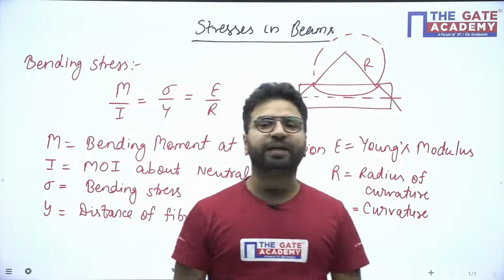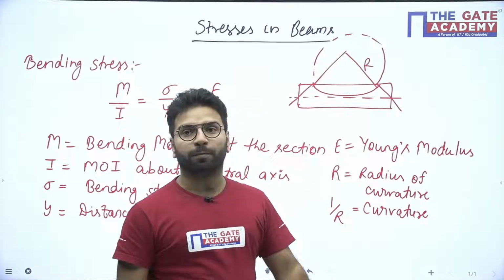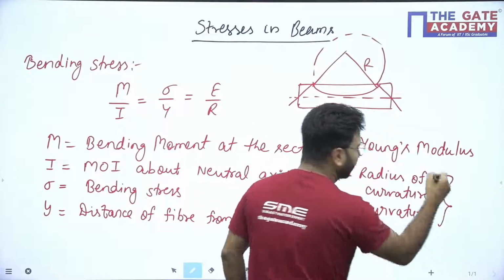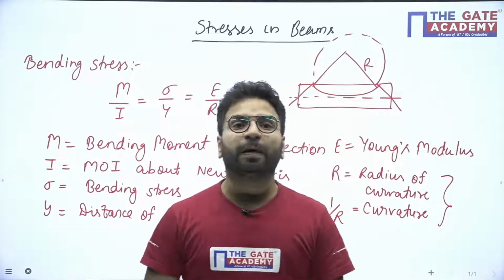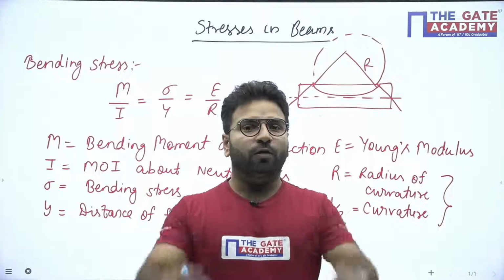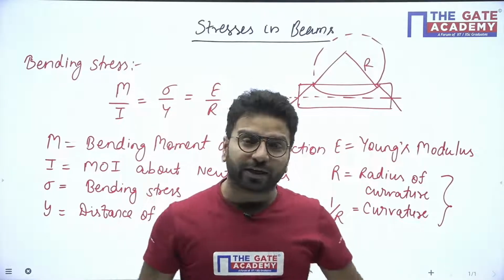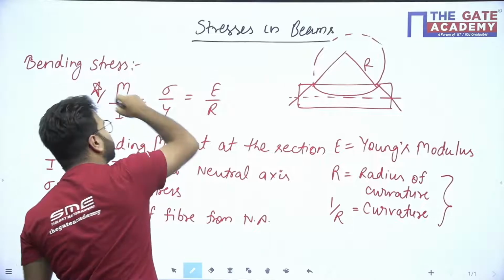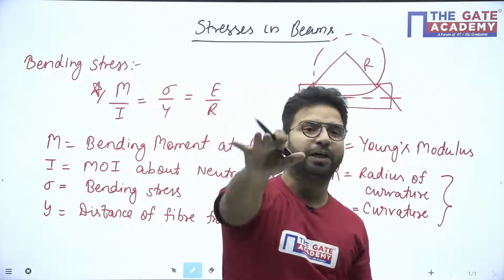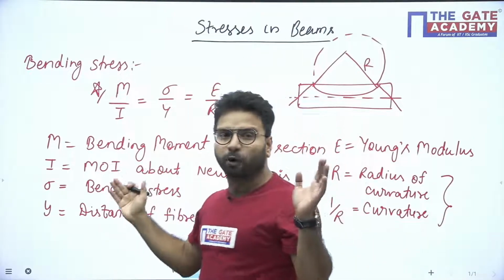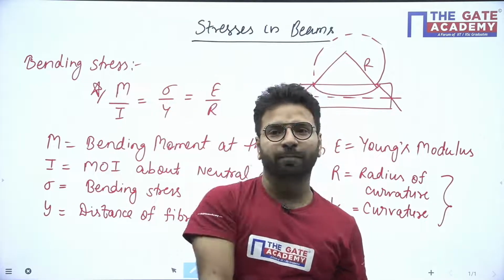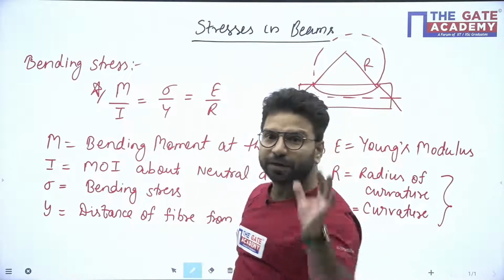In mechanical, these terms have not been touched up to now, but they can be touched in an upcoming exam. In civil, these terms have been touched already: curvature and radius of curvature. So 1 by r is known as curvature, beta. In the whole strength of materials, whenever a question relates to curvature, this formula has to be used, because we have not studied any other formula in civil engineering about curvature. So any question on curvature means you have to apply this equation.